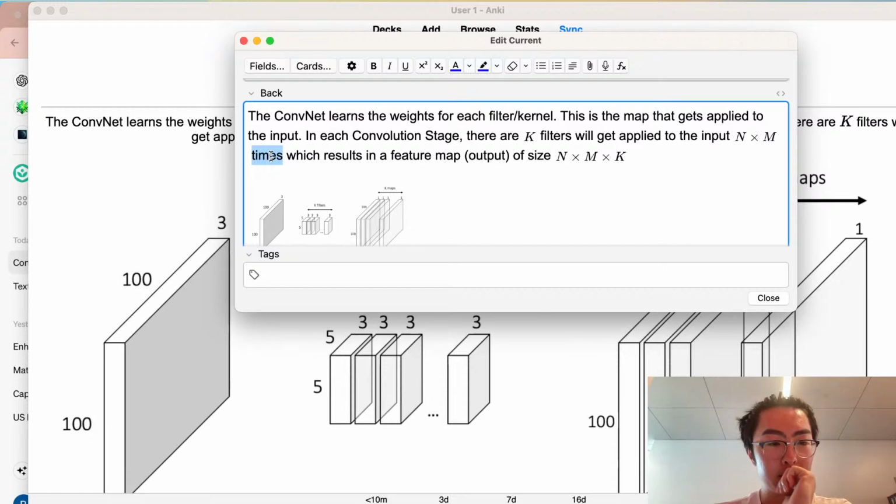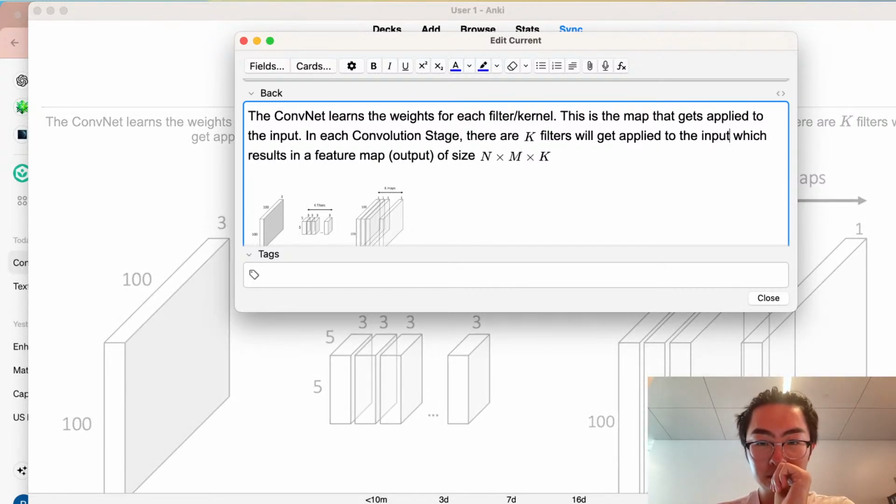To the input M by M. How many times depends on the stride, right? M by M by K.